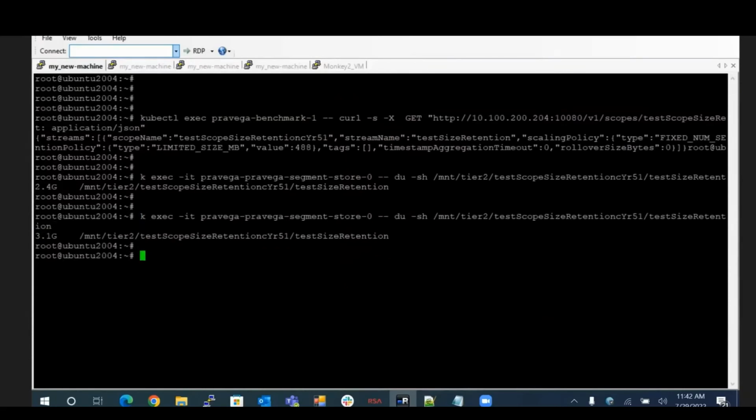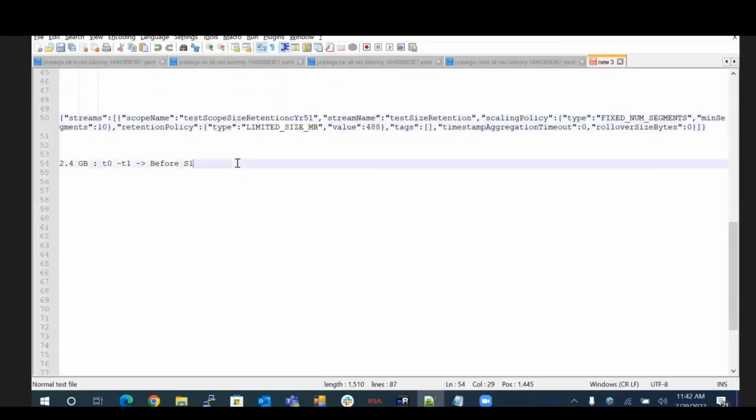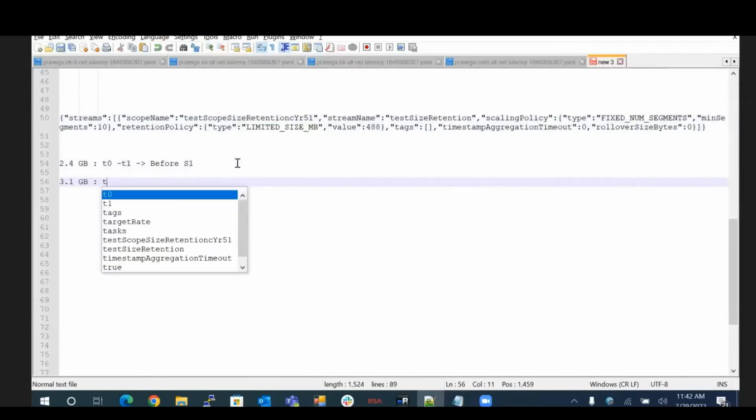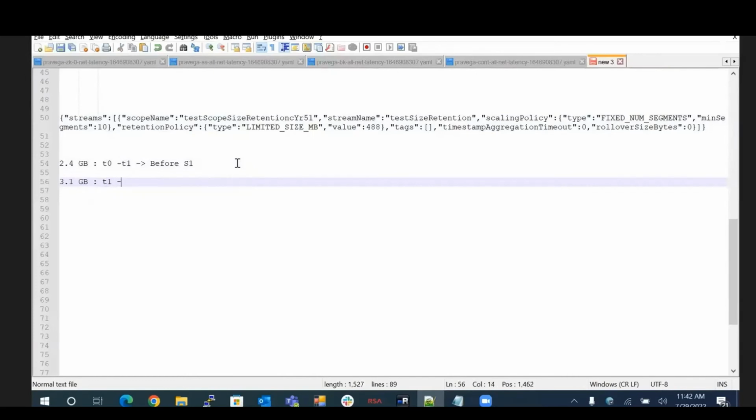Yes. So now the new size after stream cut 1 is 3.1 GB. So let's record the new data. So this is between time duration T1 to T2, which is after stream cut 1.